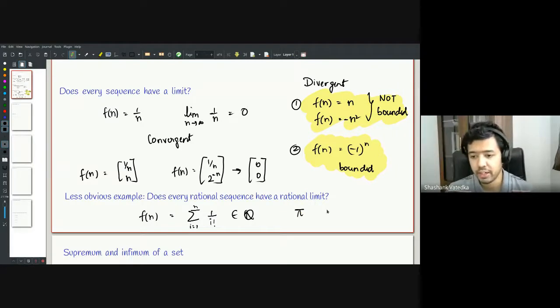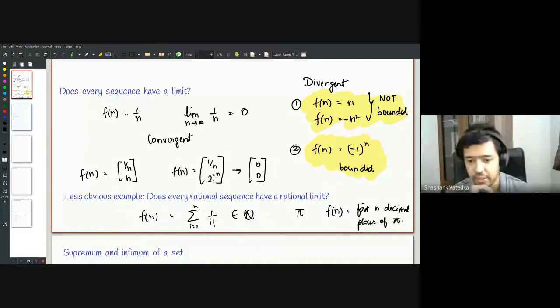Okay, and I'll define f of n to be the first n decimal places of pi, right? So for every finite n, let's say f of 1 is 3.1, f of 2 is 3.14, f of 3 is 3.141, and so on, right?